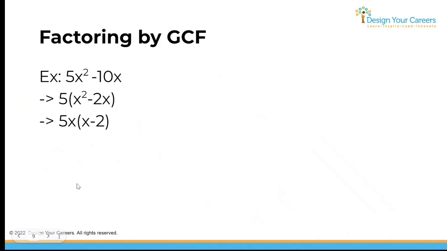But wait, there is more. You can still factor out the variable like I said previously. So our first term after we factored out 5 was x squared, right? Which is essentially x times x. So you can say that the only factor of x squared is x, right? x and x. And then x is also a factor of negative 2x, right? Because negative 2 times x is negative 2x. So therefore, x would be the GCF of this remaining part.